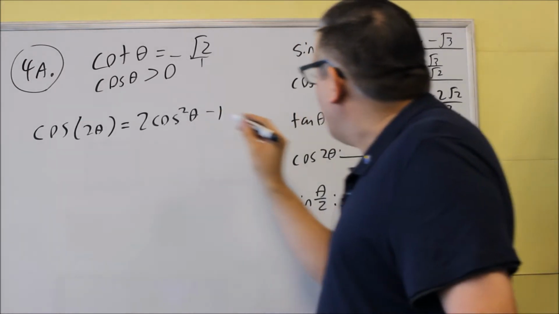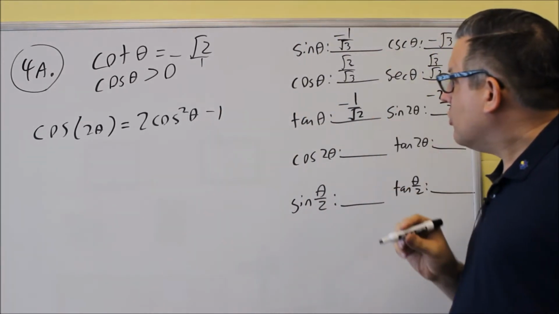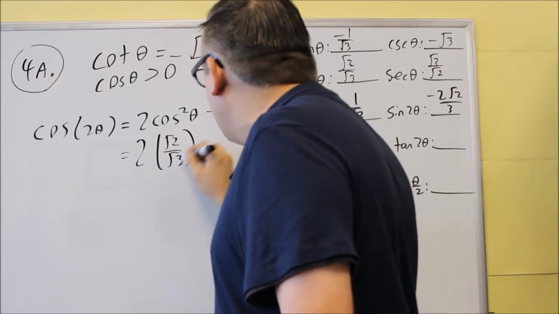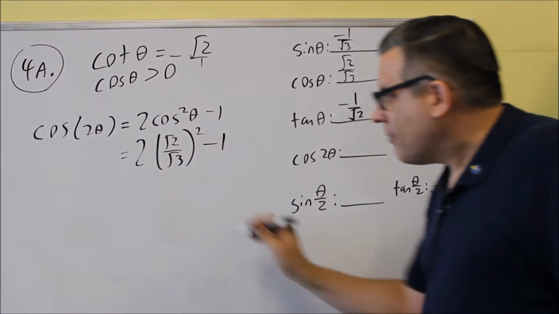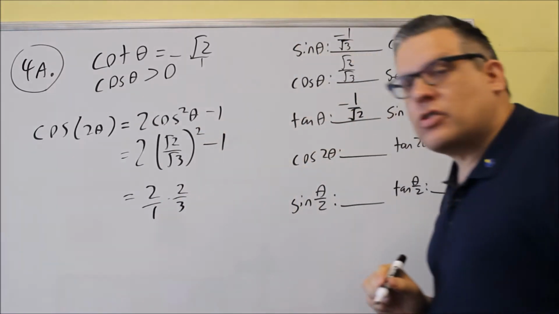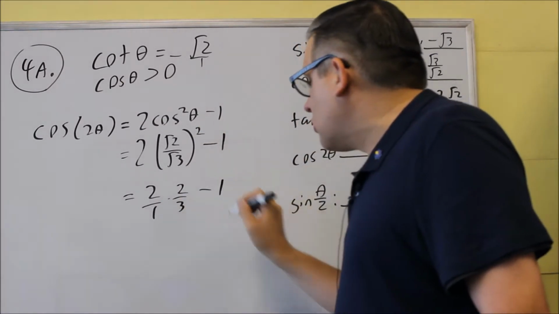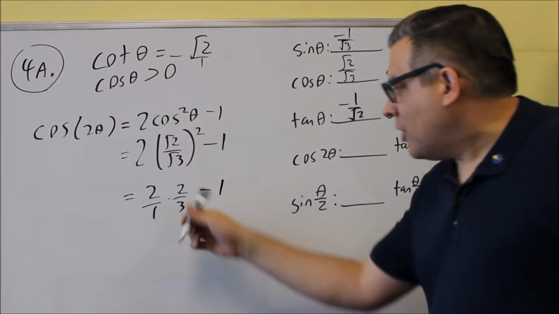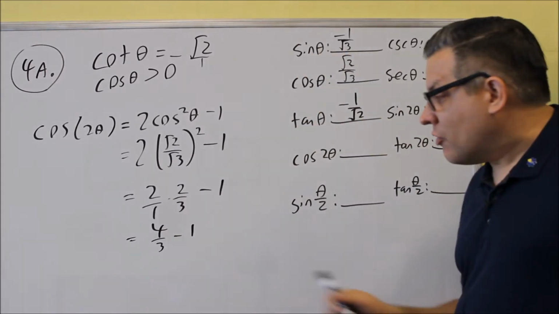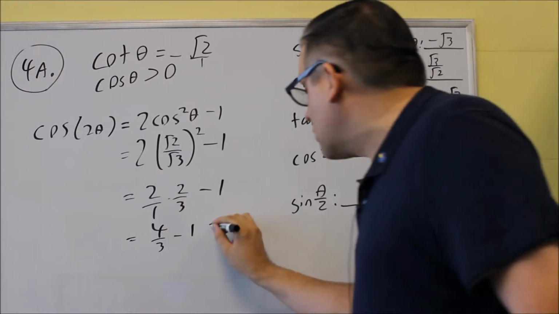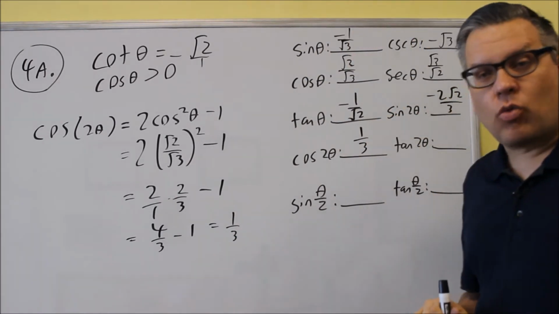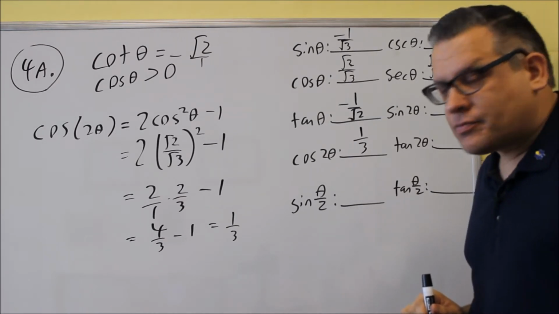We're going to put in our value for cosine, which is square root of 2 over square root of 3. We'll put that in here. So square root of 2 over square root of 3. We're going to square that one and then subtract 1. We get 2 over 1, and then that would be just 2/3 because that would remove the 2 radicals on the top and bottom, minus 1. And then you would just get, if we multiply this out, 4/3 minus 1, which is 3/3. So 4/3 minus 3/3 will give us 1/3. So the answer is just a regular fraction there. It's going to be just 1/3 for cosine 2 theta.